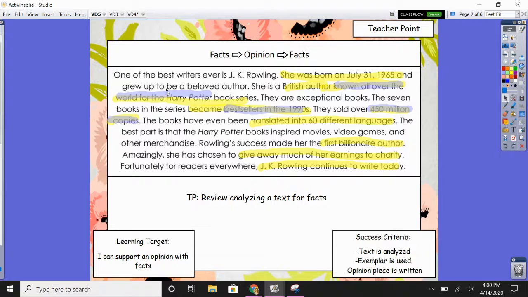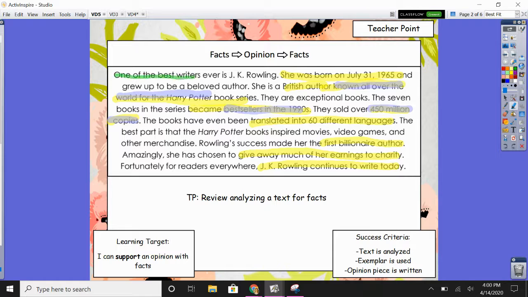So yesterday we talked about this text, and the very first thing we did was we found the facts. I went through and in yellow, I highlighted all the facts that I saw, things that we could prove to be true or false. Then we thought about what the opinion is. I want you to think for a second what the opinion of this text was. We found it just like the main idea, that first sentence of the paragraph.